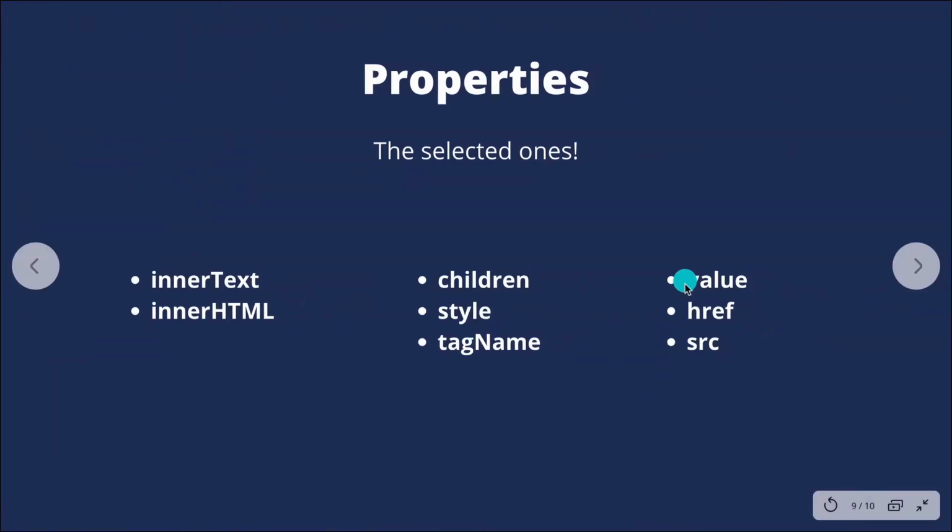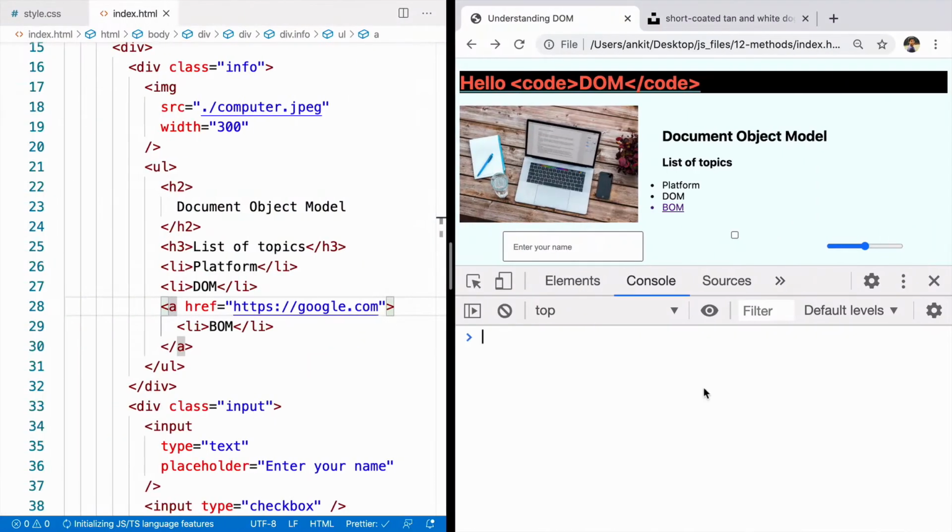We will go through the last set of properties, that is value, href, and src. And these properties are not available in every element. Say the src property is only available in the image element. Similarly, value is available in input elements. Say href is only available in the anchor tag. These are some special properties that only exist in special elements.